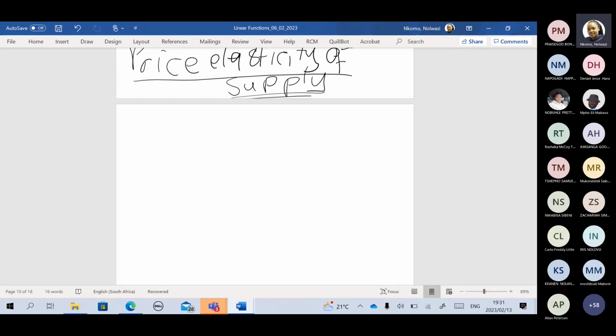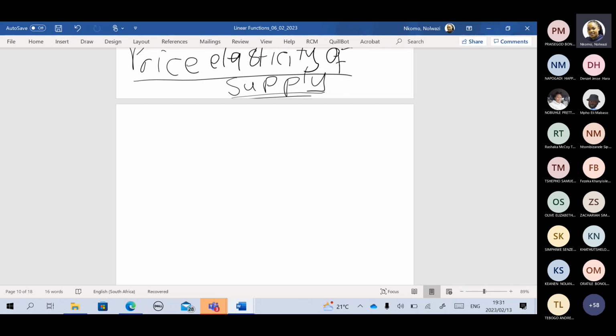Okay. Then we have price elasticity of supply. I'll do just one example here again. The price elasticity of supply indicates how quickly producers shift.